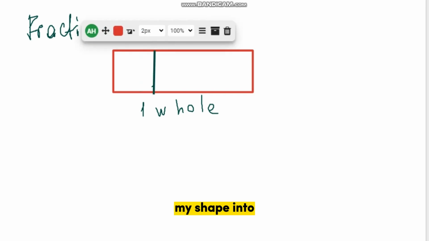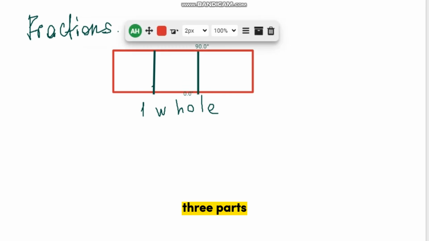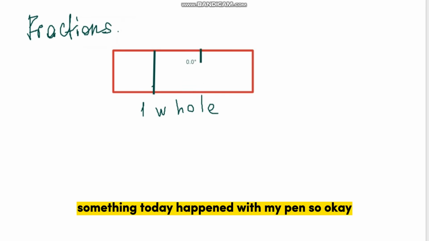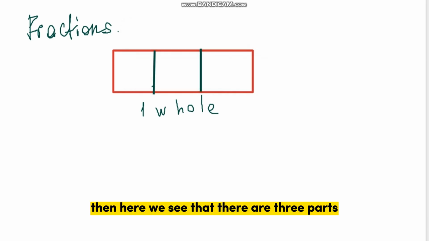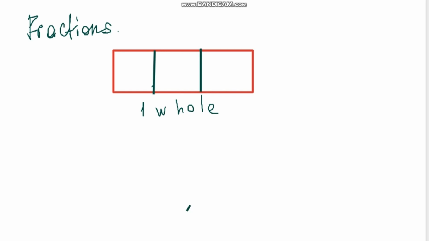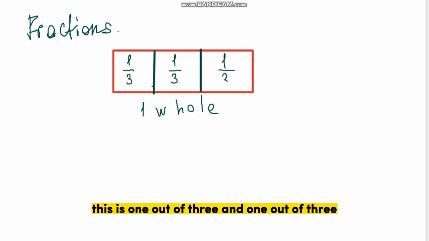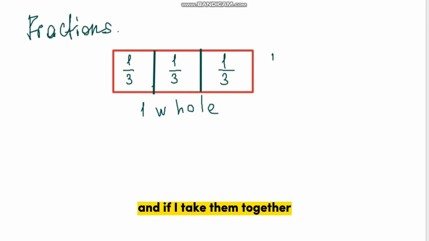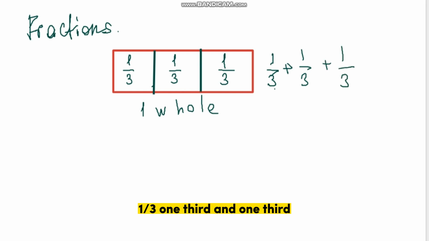So if I divide my shape into three parts, then here we see that there are three parts, and each of them is 1 out of 3. This is 1 out of 3 and 1 out of 3. And if I take them together, 1/3, 1/3, and 1/3, it will be 3/3. That makes 1 whole.